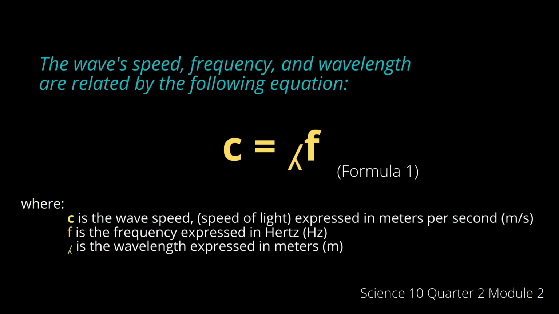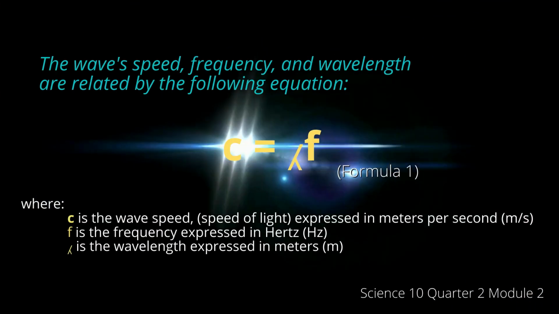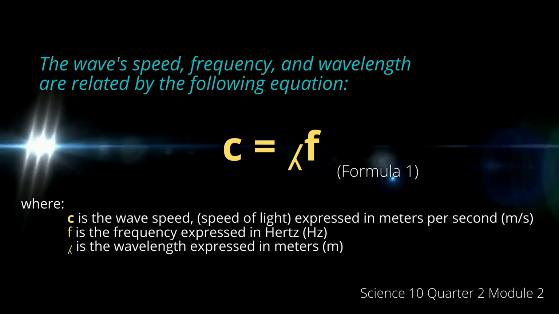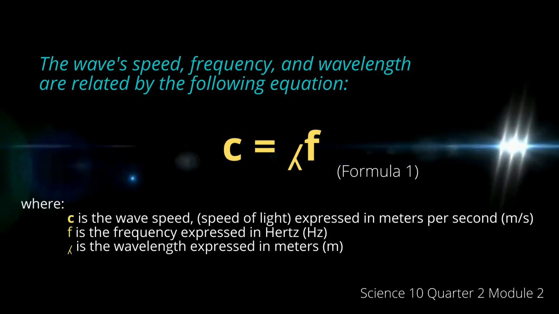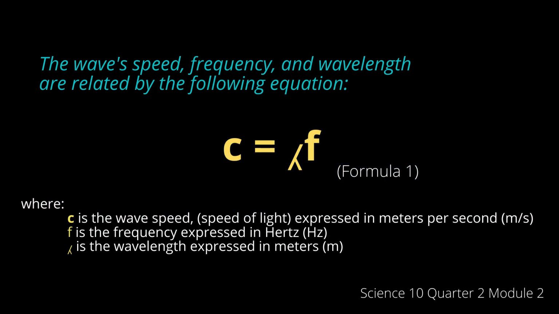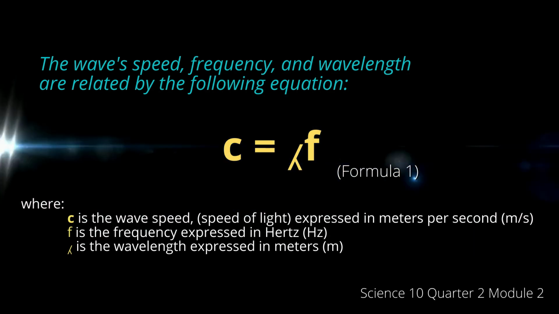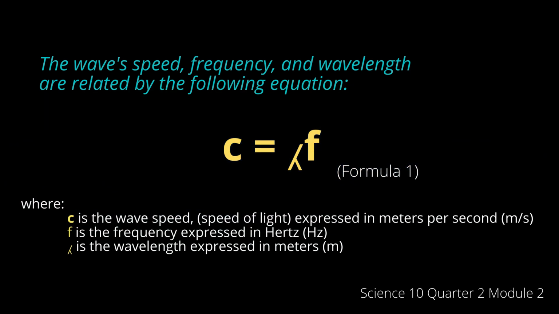The wave's speed, frequency, and wavelength are related by the following equation. c is equal to lambda times f. That is formula number 1, where c is the wave speed or speed of light expressed in meters per second, f is the frequency expressed in hertz, and lambda is the wavelength expressed in meters.